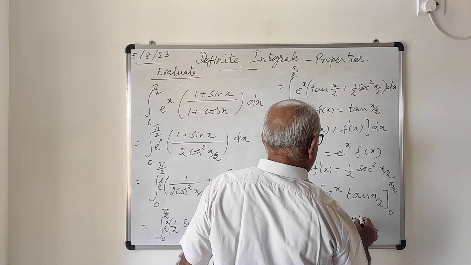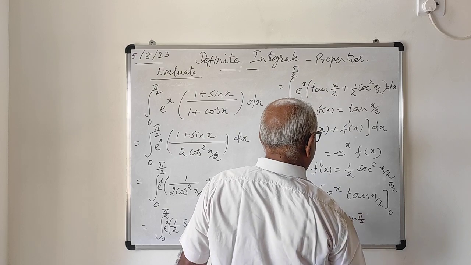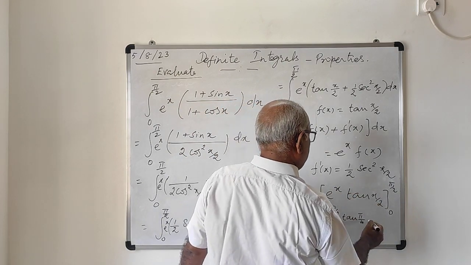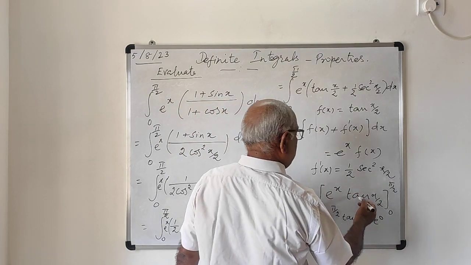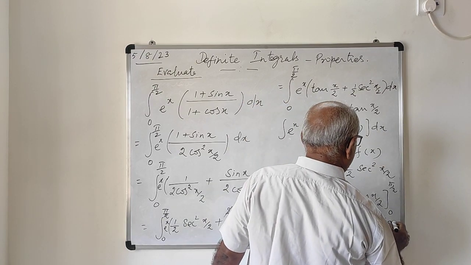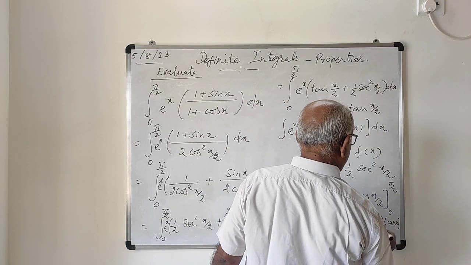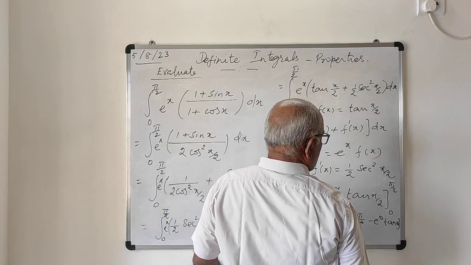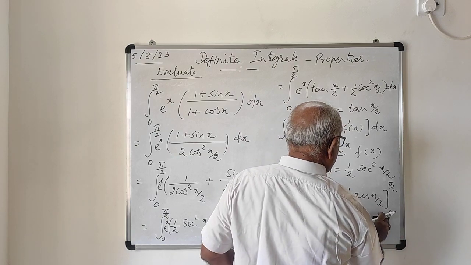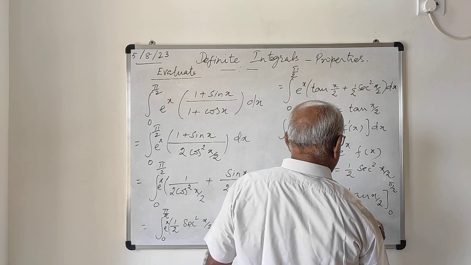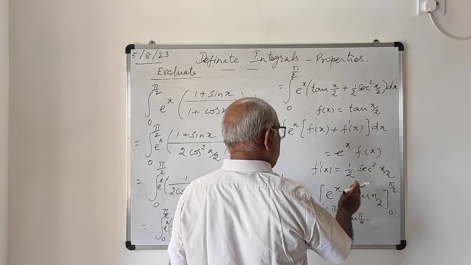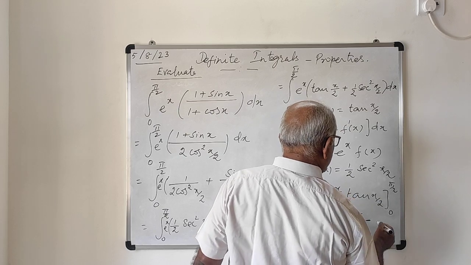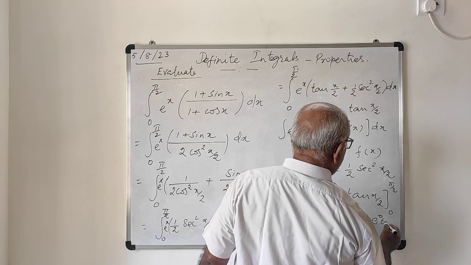Here x is pi by 2, and pi by 2 by 2 is pi by 4. Minus the lower limit, e power 0 tan 0, since tan x by 2 is tan 0. You know tan 0 is 0. Applying the upper limit, it is e power pi by 2 into tan pi by 4, minus the lower limit, e power 0 into tan 0.